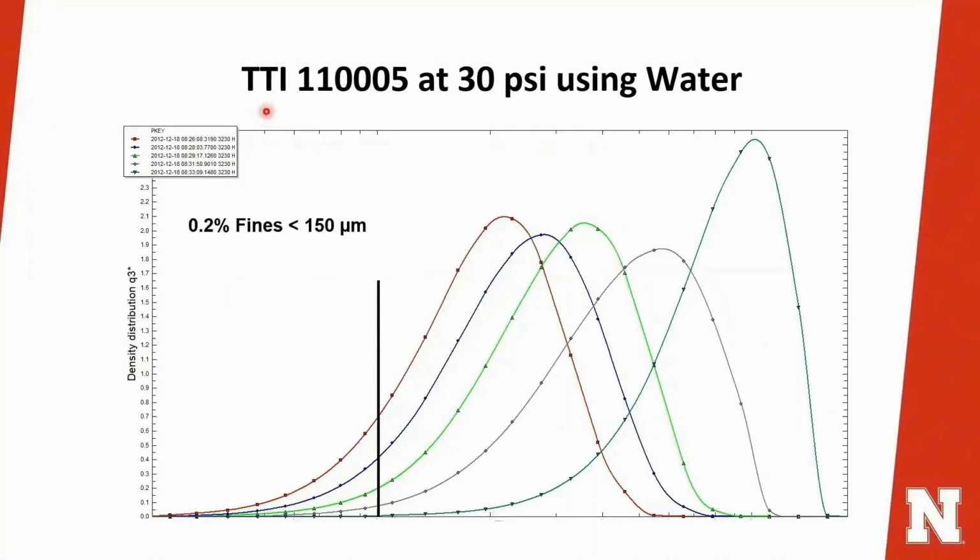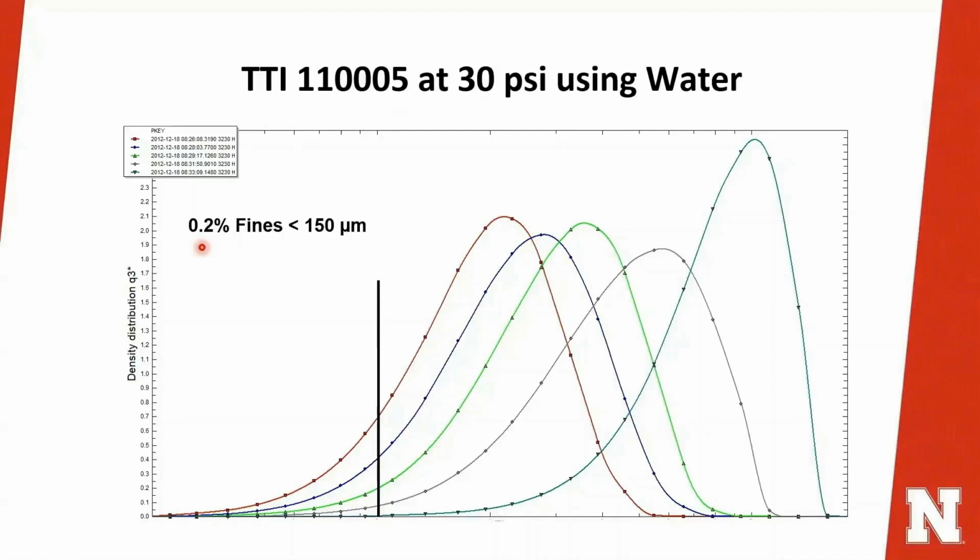Now we are working with the TTI nozzle. So we changed the nozzle here, same orifice size, the 05, at 30 psi. And take a look at the percent of fines we have now: just 0.2%. So remember, we started from 26%, and just by changing nozzle design, orifice size, and operating pressure, we got here.